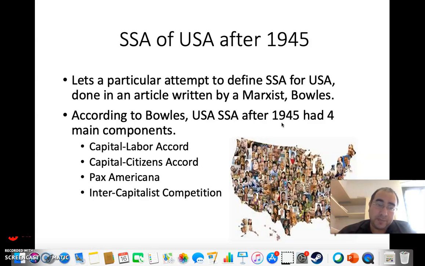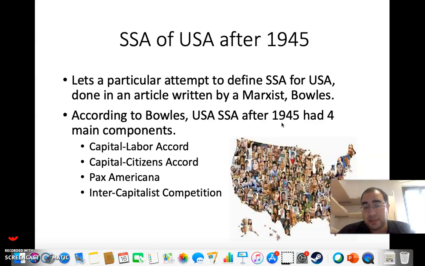One is the capital-labor accord. Basically, after 1945, the unions were allowed, and they were also allowed to have strikes and do collective bargaining. However, the way they could function was severely limited by laws. In a way, certain type of strikes they were doing before were not allowed anymore for them. And the capital-labor problems were solved through the intervention of the state.